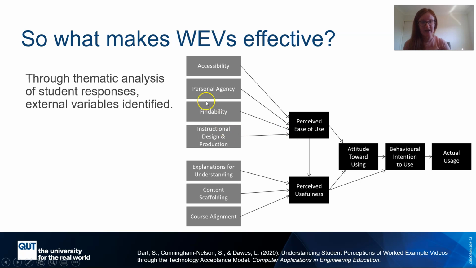The next one was around findability. Here, students talked about the fact that it was very easy to find what they were looking for within the worked example videos, simply because they were quite short. And they had good names associated with them, which was different to the lecture recordings, which would often be two hours with no signposting around what was being covered in various bits. So if a student was trying to look for clarification on a specific concept, it was quite difficult to find that within the two-hour time span.